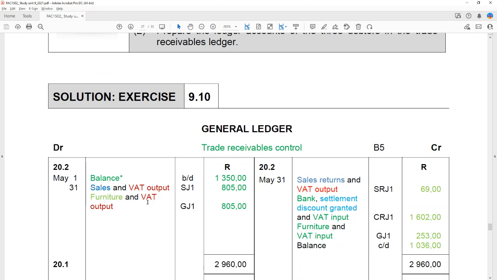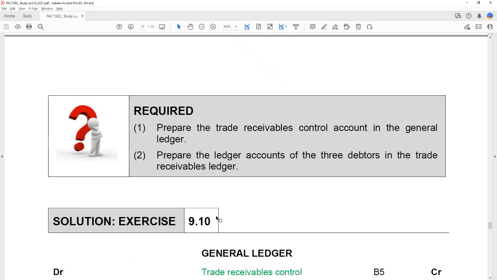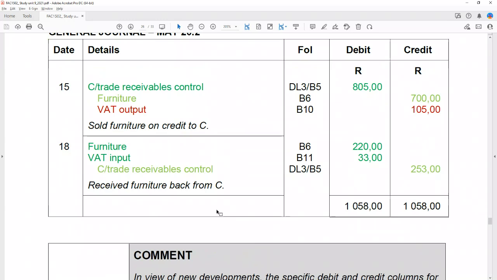Then we have our furniture and VAT output, which is also recorded here and comes from our general journal, because those debtors also owe us that amount, but it's not recorded in our sales journal because it's not part of our normal trading items, our inventory that we sell. We don't buy and sell furniture. So when we go back to our general journal, we will note here the furniture, the VAT exclusive amount is 700 plus the 105 Rand of the VAT output, which gives us the 805 Rand.